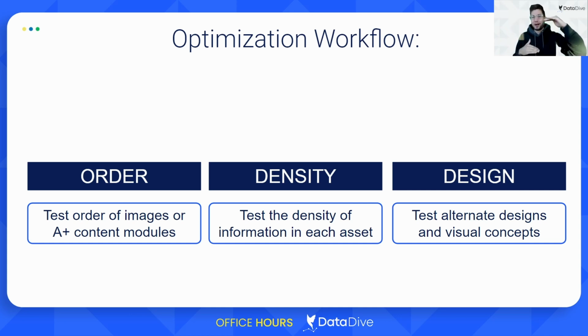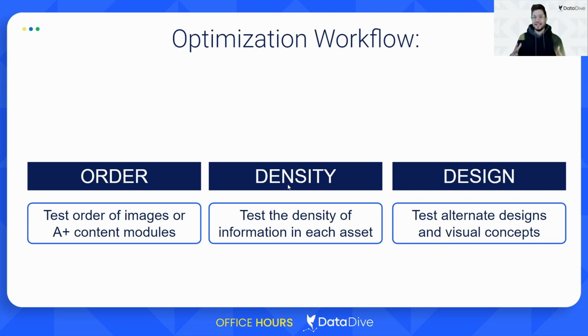Same thing with our A plus content modules. Like, what if we have the exact same images, exact same versions, but we just switch the order of them? Okay. You can run A/B tests inside of Amazon that let you change the order of your image gallery, that let you change the order of your A plus content. Very valuable.